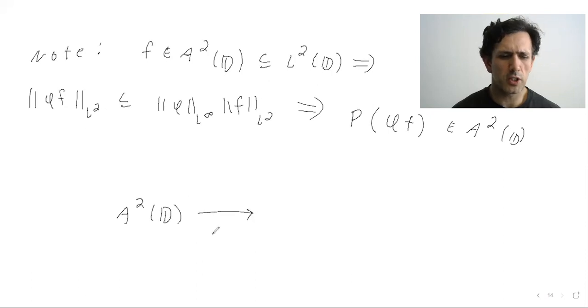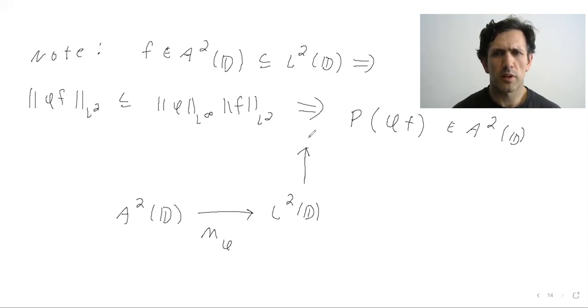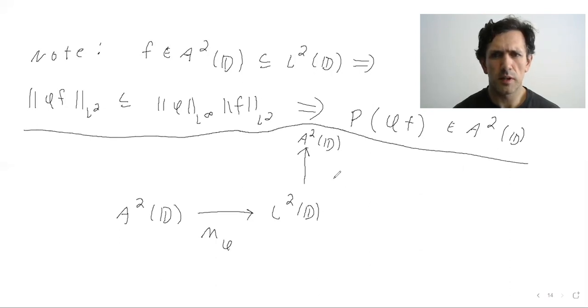you apply multiplication to go from A2 to L2. Could very well disturb the holomorphic, or F being holomorphic. Well, you want to kind of go back to the Bergman space via the orthogonal projection. You compose these two, you get this Toeplitz operator. Okay, so that's the idea.